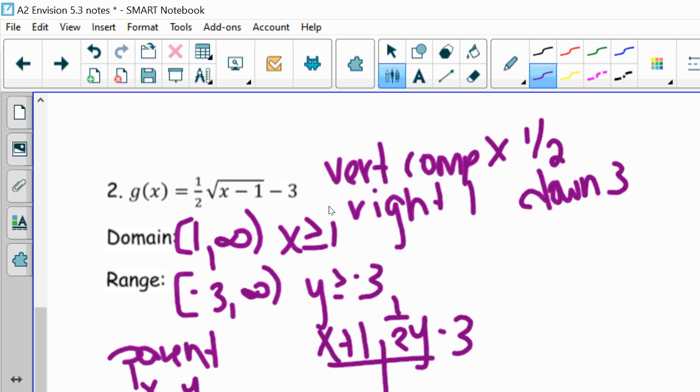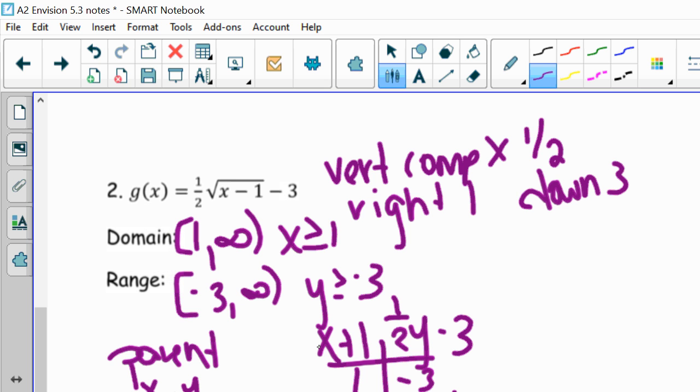So we're going to add 1 to all of our x's. So 0 plus 1 gets us 1, 2, 5, and 10. 1/2 times 0 is 0, 0 minus 3, negative 3. 1/2 times 1 is 1/2, 1/2 minus 3 is negative 2.5. 1/2 times 2 is 1, 1 minus 3, negative 2. 1/2 times 3 is 3/2, 3/2 minus 3 is negative 1.5. So that's what we want to graph.